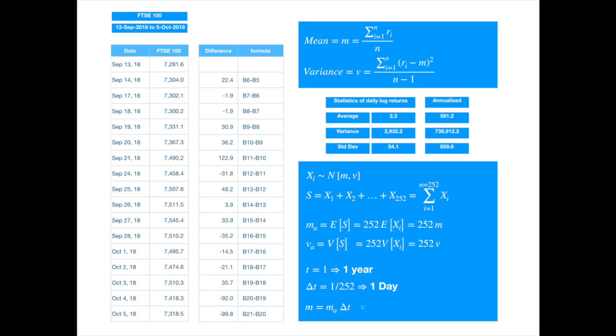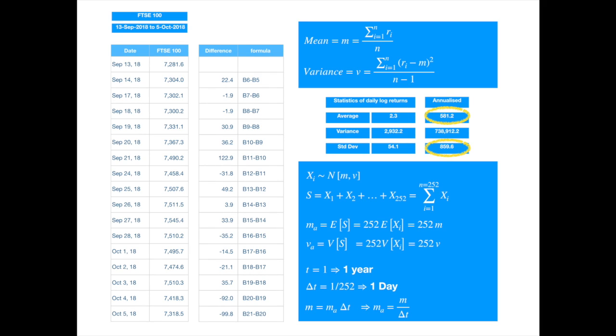So to compute annual mean, we divide the daily mean by the delta t, which is 1 over 252. Dividing by 1 over 252 is the same thing as multiplying by 252, so the answer is the same as before, but it can look different when you encounter it for the first time. Now that we have the parameters of the stochastic process, we can do many useful things with it.